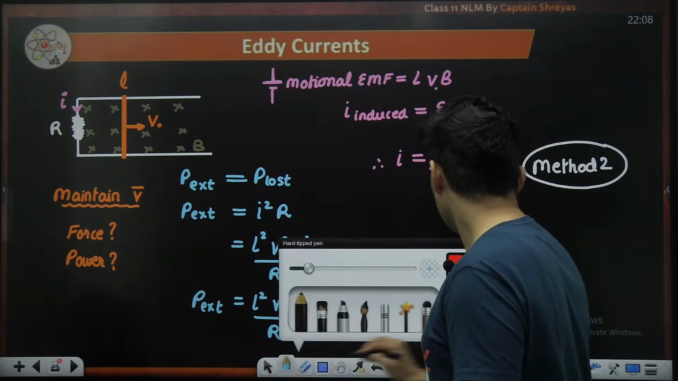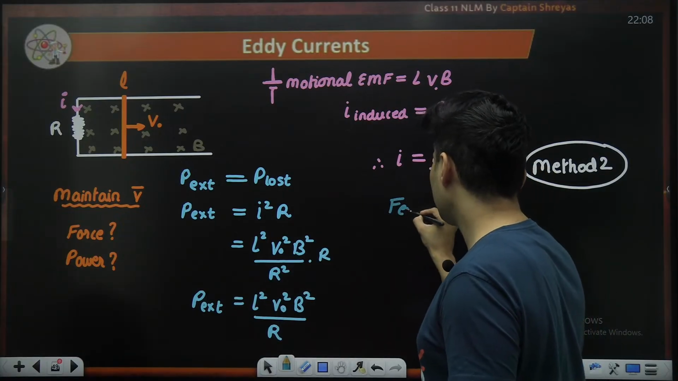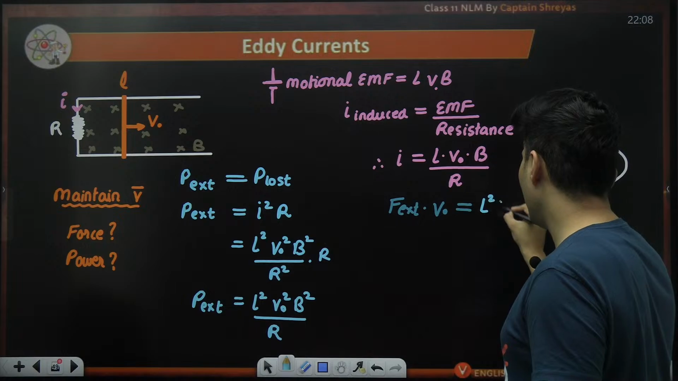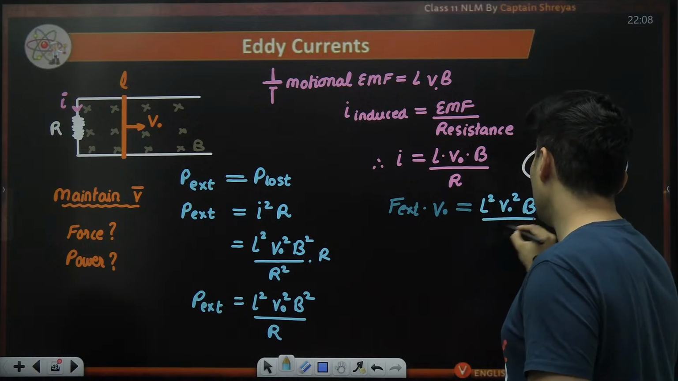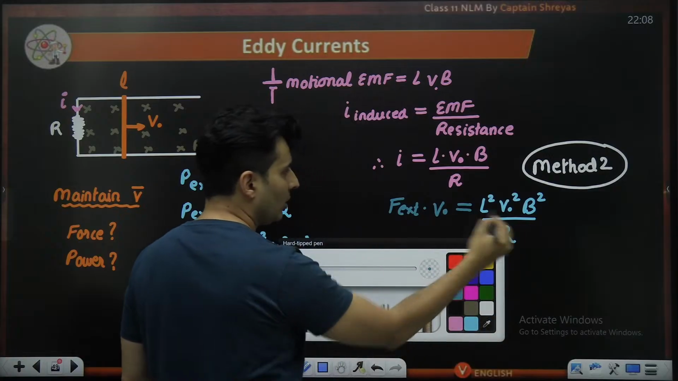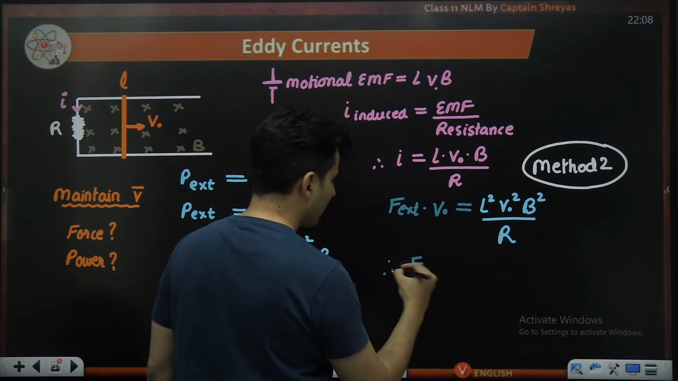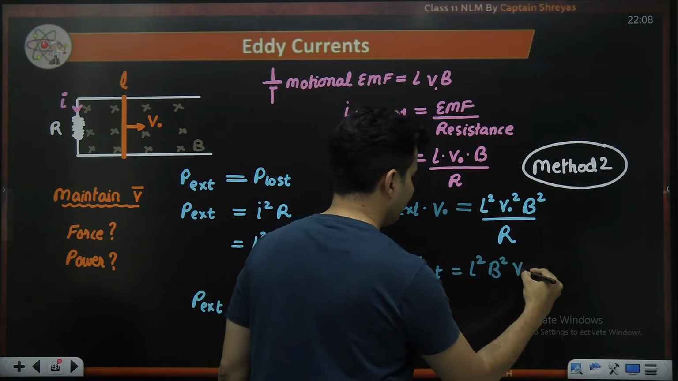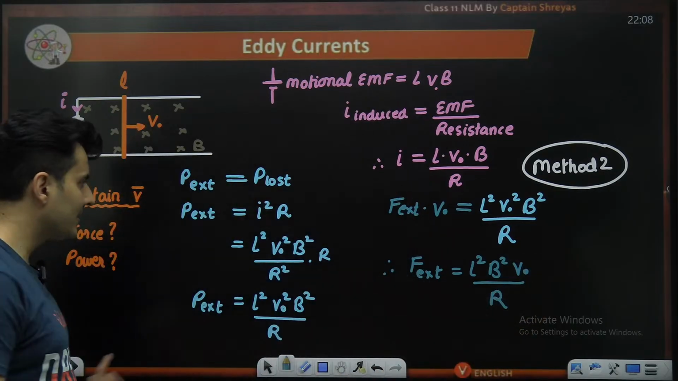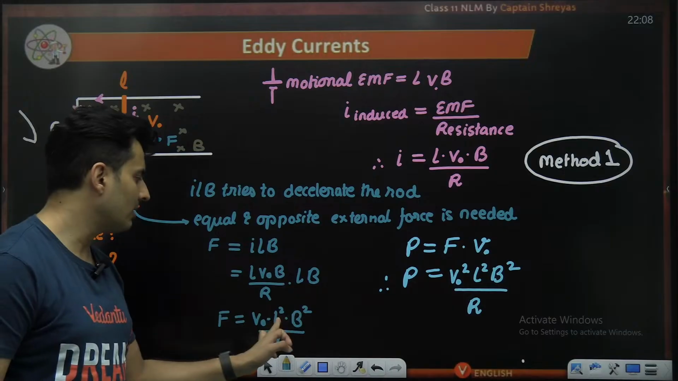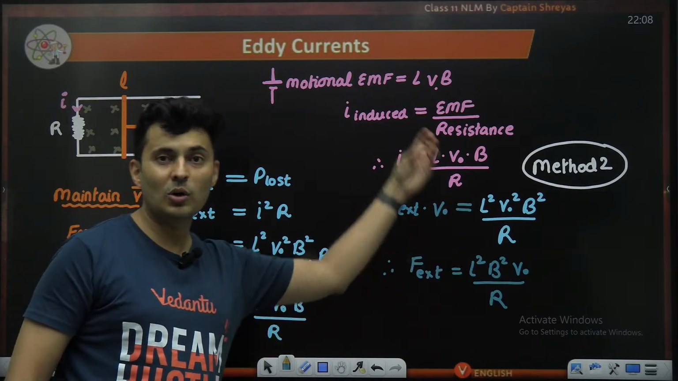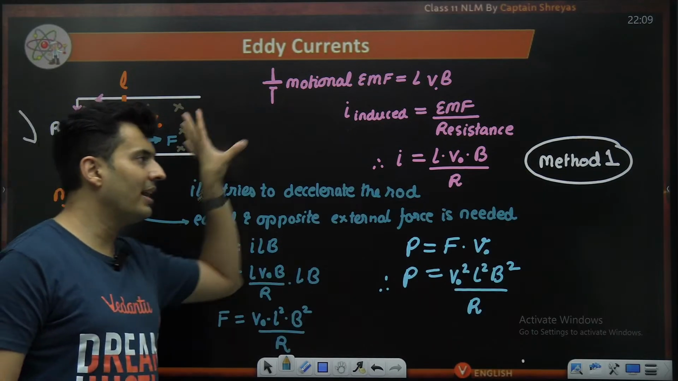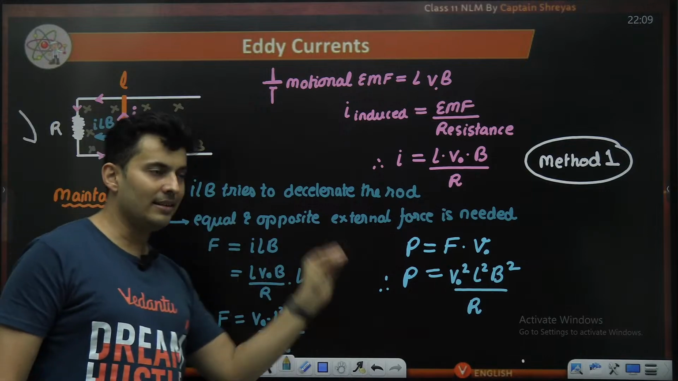calculations, because power is nothing but force which you need multiplied by the velocity. So that will be equal to L squared V naught squared B squared divided by R. So V will cancel on both sides. Therefore, my external force will be L squared B squared V naught divided by R, which is exactly the same answer which I got. Whether you go via this method of power, which is via energy consideration, or via Newton's laws of force consideration, the answer will be the same.